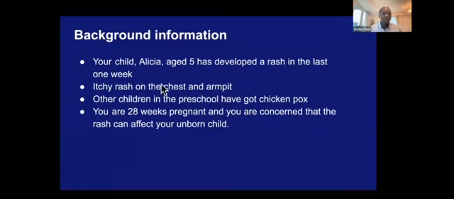So her child, Alicia, aged 5, has developed a rash in the last 1 week. The rash is itchy and is on the chest and on the armpit. You have heard that other children in the school have got chicken pox. You are 28 weeks pregnant and you are concerned about it. So the mother is concerned that the rash may affect the unborn baby, and the other children at school have got chicken pox. That's what she has heard. The child has got a rash, a few spots on the chest and in the armpit.